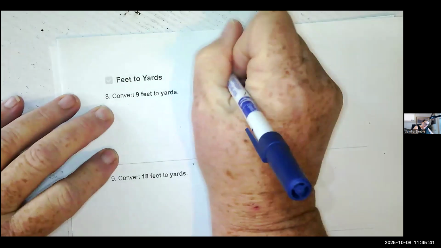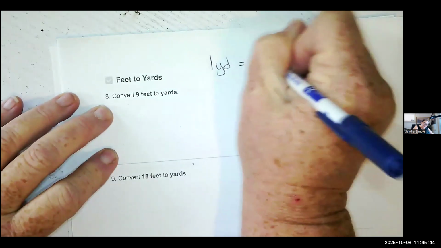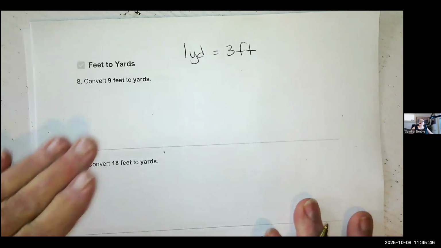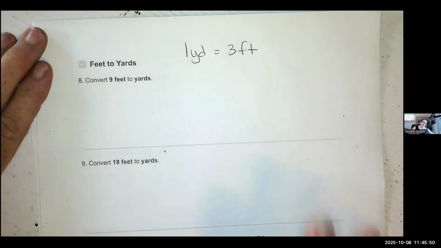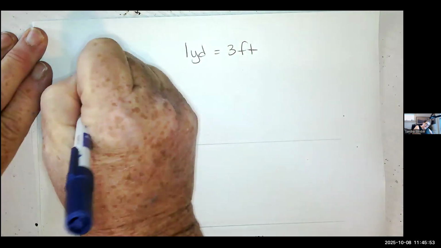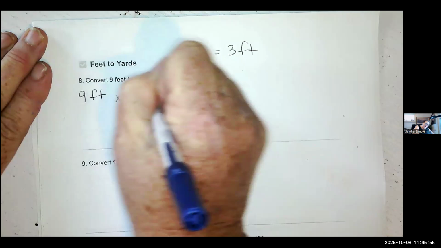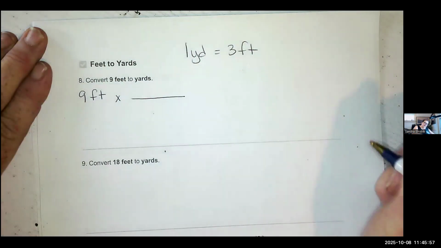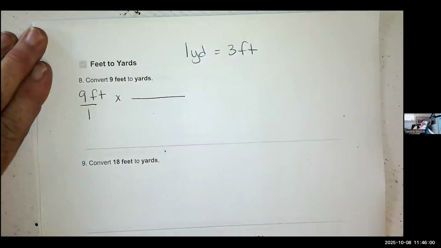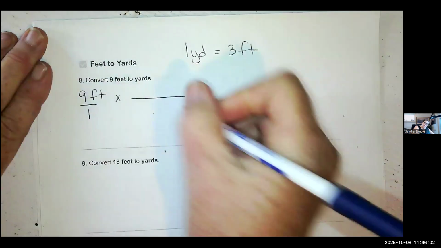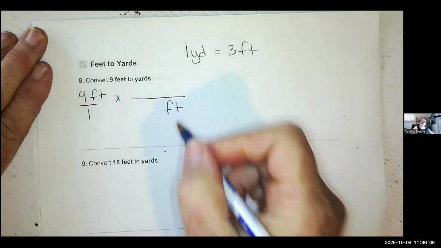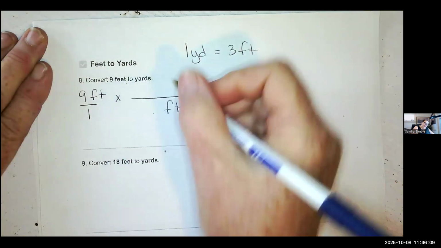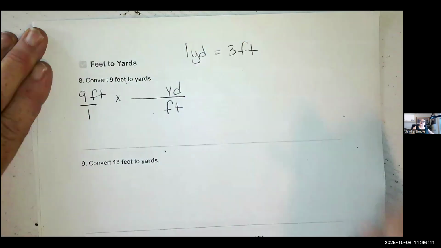All right, I'm going to give you your conversions again. 1 yard is equal to 3 feet. Knowing that, pause the video, attempt to convert 9 feet to yards, and then come back and see how you did. Start with what you're given, 9 feet times, set up your fraction, your conversion. Remember, this is over 1. Feet in the numerator means I need feet in the denominator. Feet on top means I need feet in the bottom. I don't want feet in my answer. I want yards. So I need yards in my numerator.